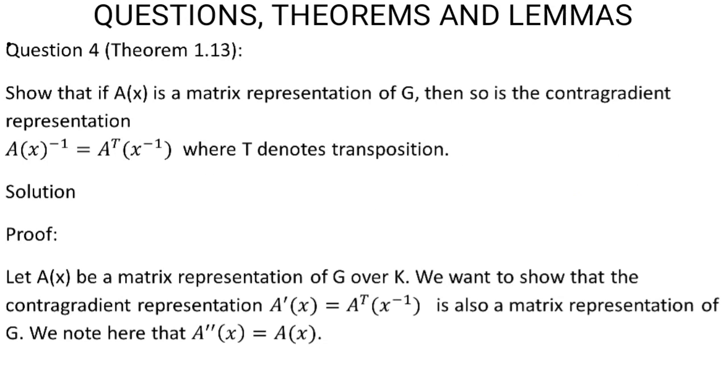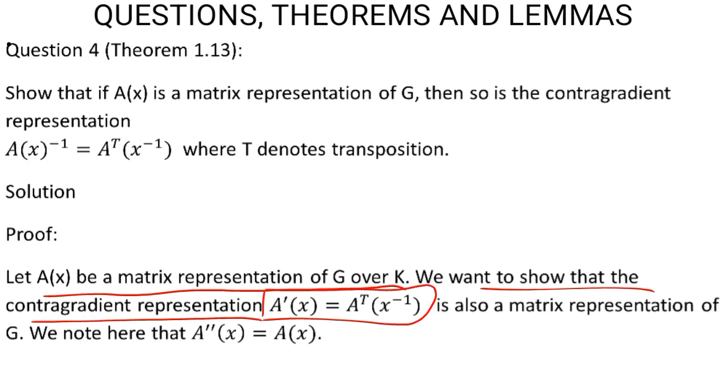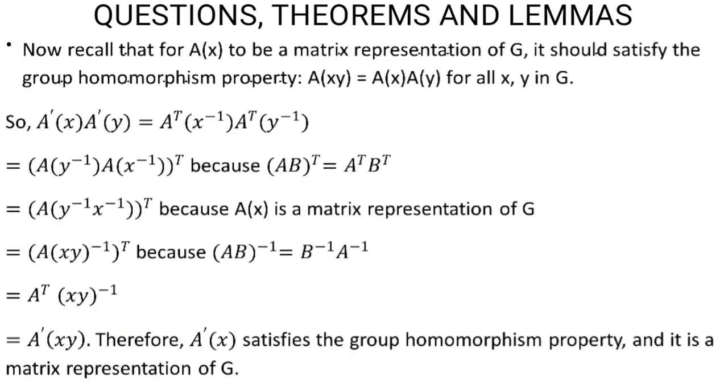So the proof says let AX be a matrix representation of G over the field K. We want to show that the contragradient, so you see the notation's a little different here, but it all means the same thing, is also a matrix representation of G. And we just noted here that if you have the A prime prime X of it, it's going to give you back the matrix representation AX itself. Okay, so let's continue now.